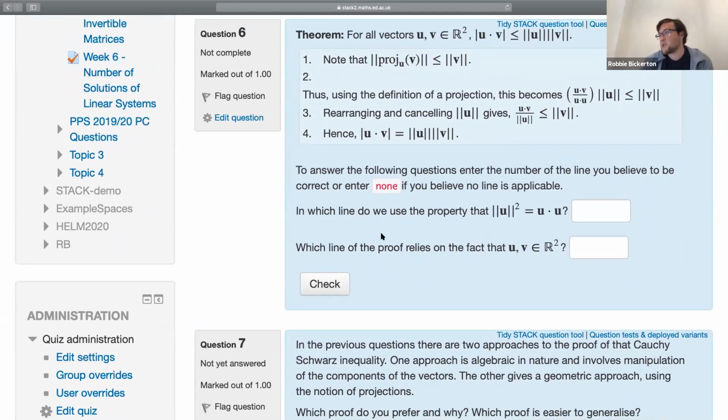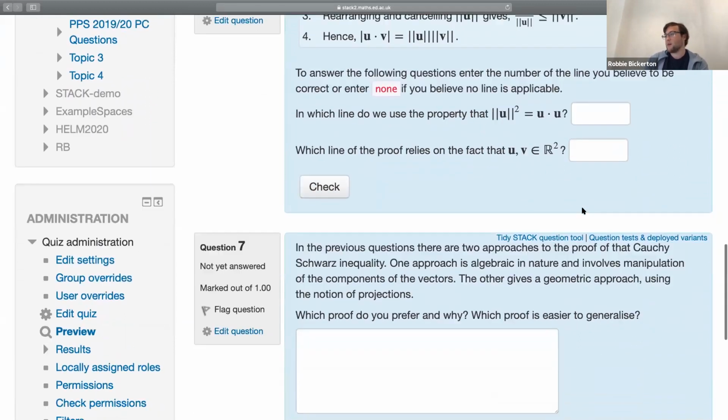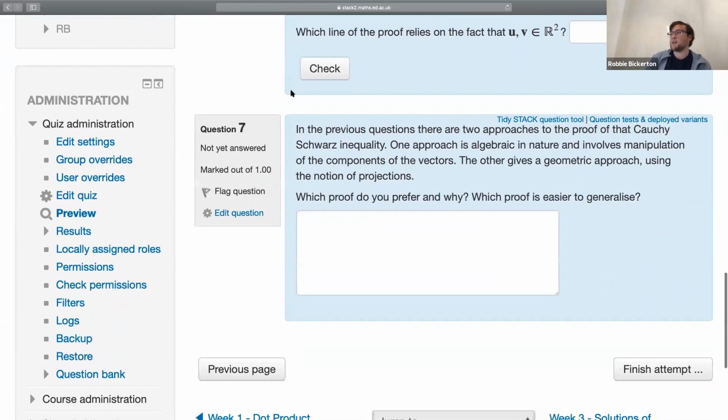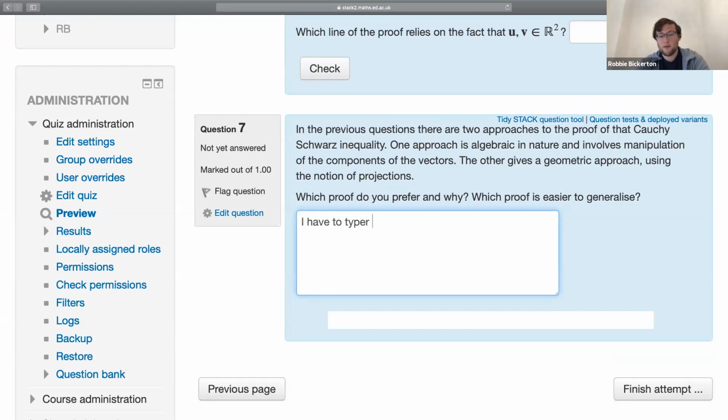So, and again, in this case, we have a couple of questions that ask students to pick out the correct lines where certain properties are used. And finally, we're trying to end most weeks with a free text response question. So this is again something I have to type here.